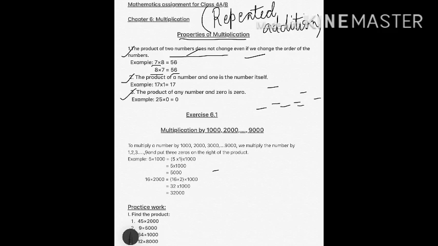Second is, the product of a number and 1 is the number itself. For example, 17 multiplied by 1 is equal to 17. Any other number you take: 8 multiplied by 1 is 8. 20 multiplied by 1 is 20. All right. Third property: the product of any number and 0 is 0. Any number multiplied by 0 is always 0.